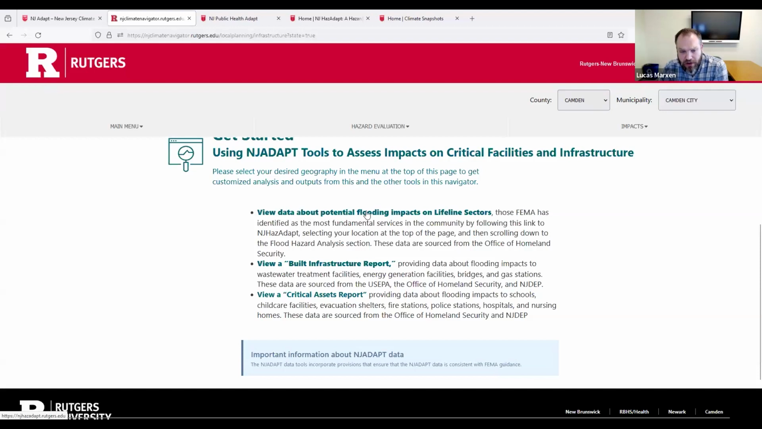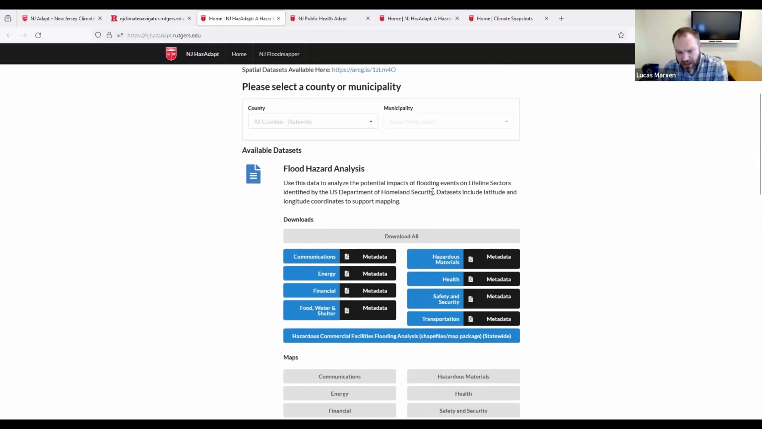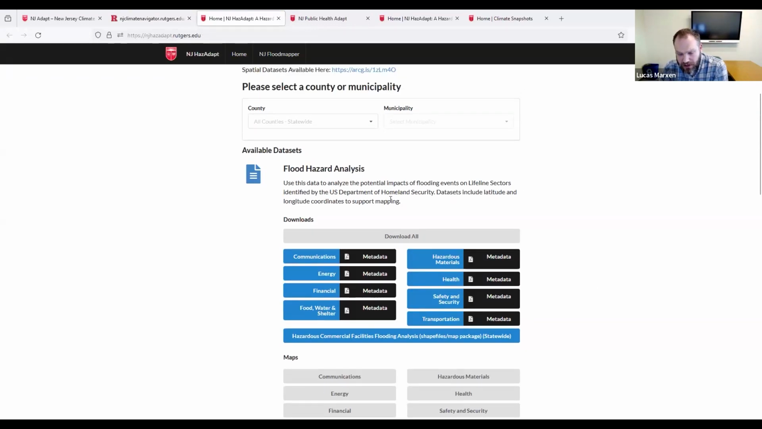So the first one here is data about potential flooding impacts on those lifeline sectors. So under NJADAPT, the first section we have here is a flood hazard analysis. And so this actually takes data from all the different lifeline sectors as indicated from the U.S. Department of Homeland Security.